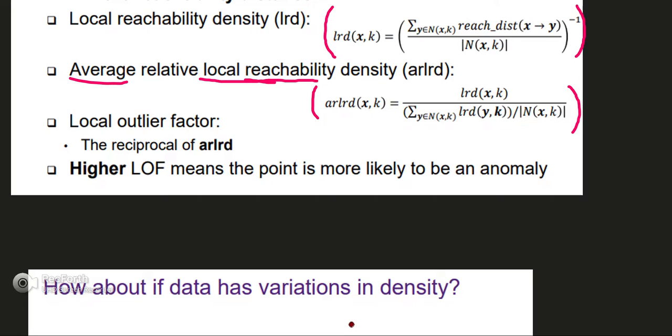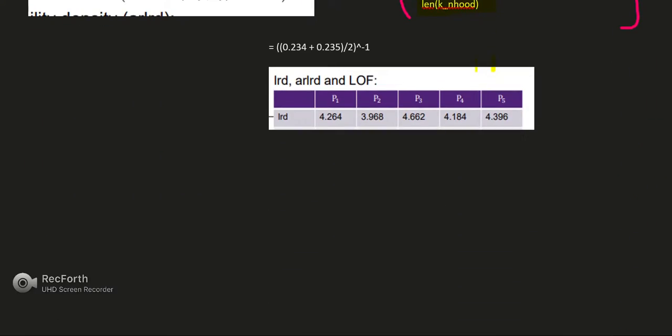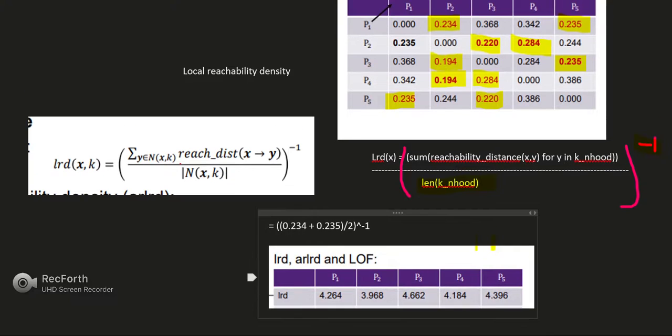Average relative local reachability density. So average local reachability density relative. ARLRD. Average relative local reachability density. Okay, it doesn't really sing that well, does it? But that's okay. Okay, so now let's look here.